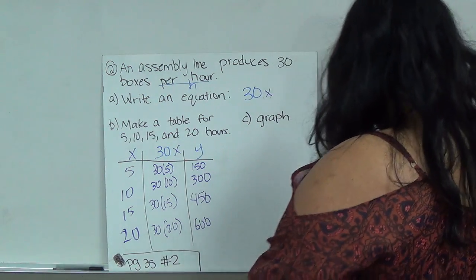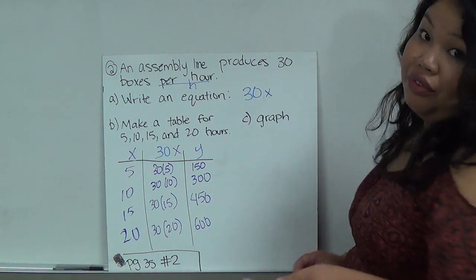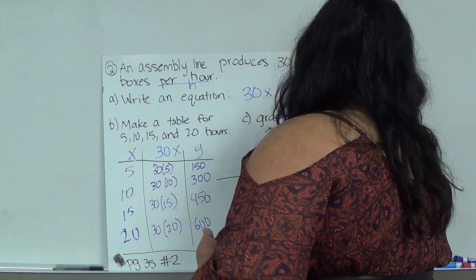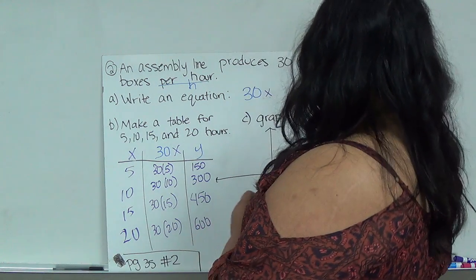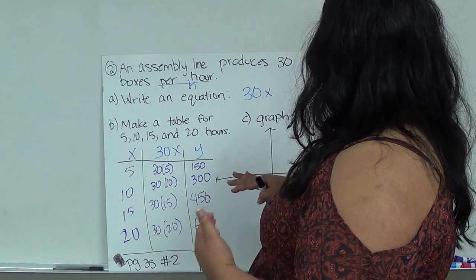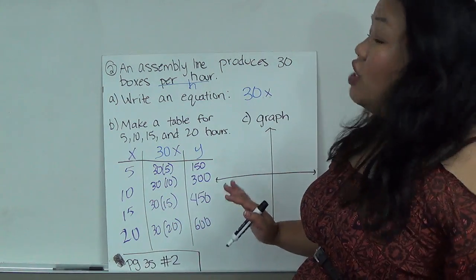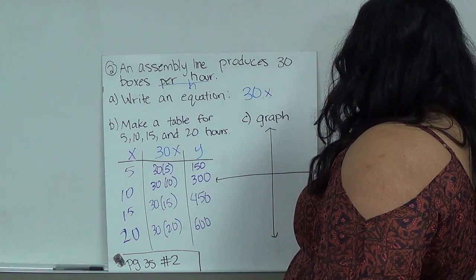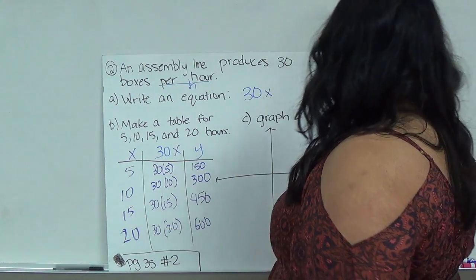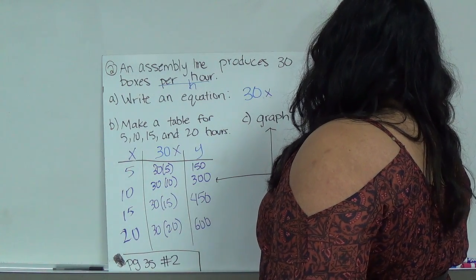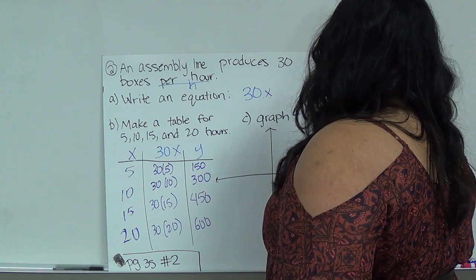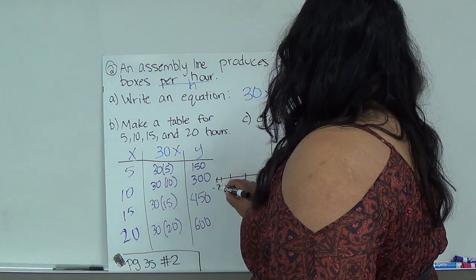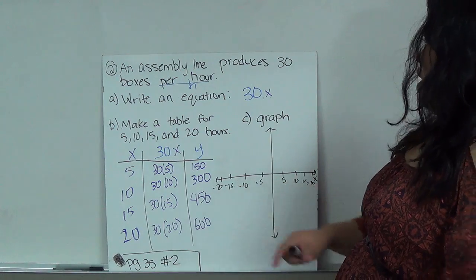Now, the graph is going to be a little more tricky because it's going to take forever if I go by ones, and there's no rule that says I have to go by ones. So I'm going to use different increments for each axis. That's fine, as long as it's the same increment the whole way through x and the whole way through y. For example, my x's range from 5 to 20, so I'm going to go by 5s: 5, 10, 15, 20. This side would be negative 5, negative 10, negative 15, negative 20. If I go by 5s on this side, I have to go by 5s on that side.